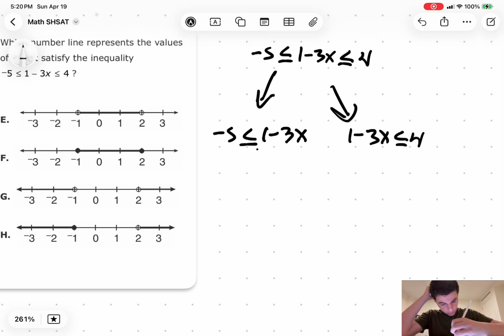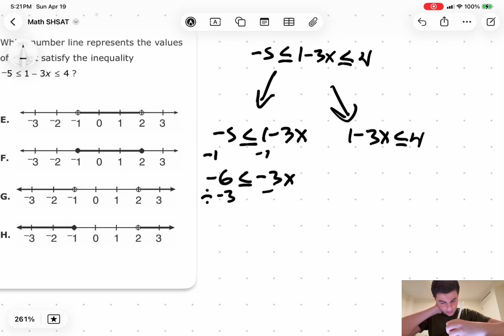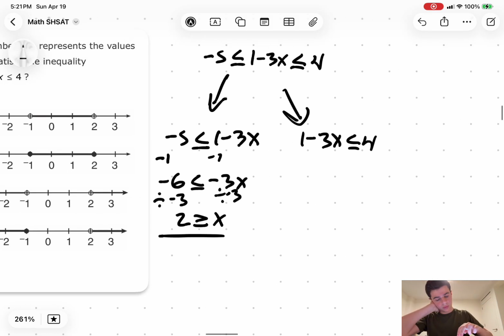So here we're going to subtract 1 from both sides. So we're going to get negative 6 is less than or equal to negative 3x. We're going to divide both sides by negative 3. And again, the sign flips. So let's just remember that. Dividing by negative 3, we get x, and dividing negative 6 by negative 3, we get 2. So x has to be less than or equal to 2.